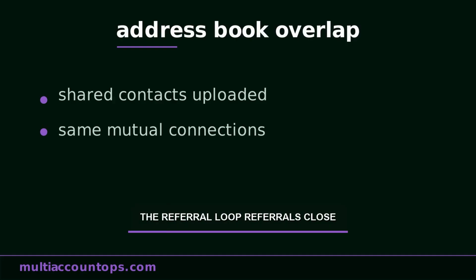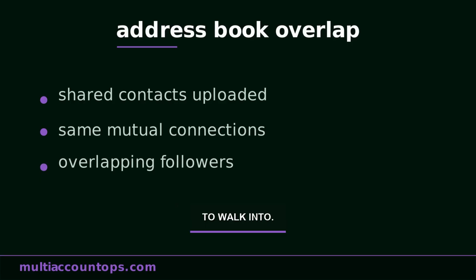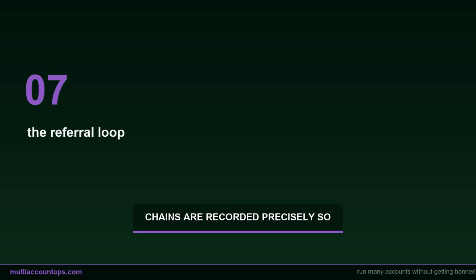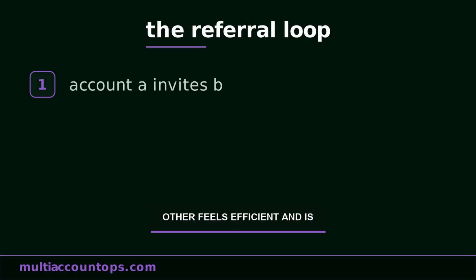The referral loop. Referrals close a loop that is easy to walk into. If a batch of accounts all trace back to the same inviter or invite each other in a tidy ring, the platform can see that they all originate from one source. Referral chains are recorded precisely so the platform can understand where accounts come from, and a chain that loops back to one person over and over is a clear coordination signal. Inviting your own accounts to each other feels efficient and is a direct confession of common ownership written into the referral records.